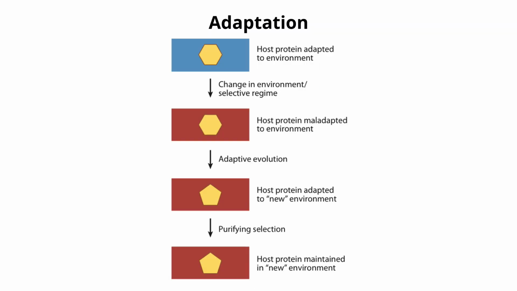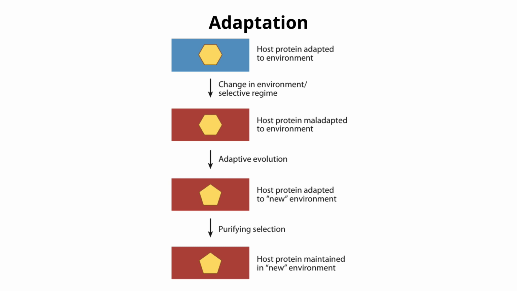A modern view of what Darwin proposed is that we have an organism and there are lots of proteins in the organism. Let's just think of one of the proteins. It's been adapted over years to its environment. It works really well. Suddenly the environment changes. You go from blue to red. The host protein is now maladapted. It doesn't work well in this new environment.